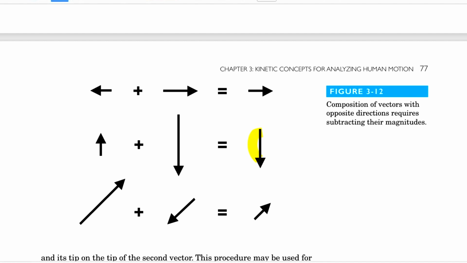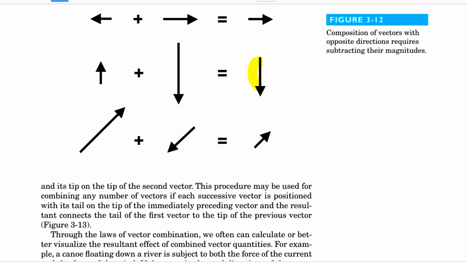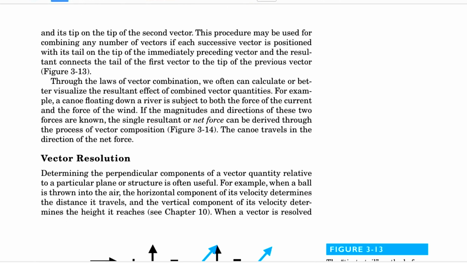In the next lecture, we are going to discuss vector resolution. That is also a very important concept of vector composition, or you can say vector algebra.